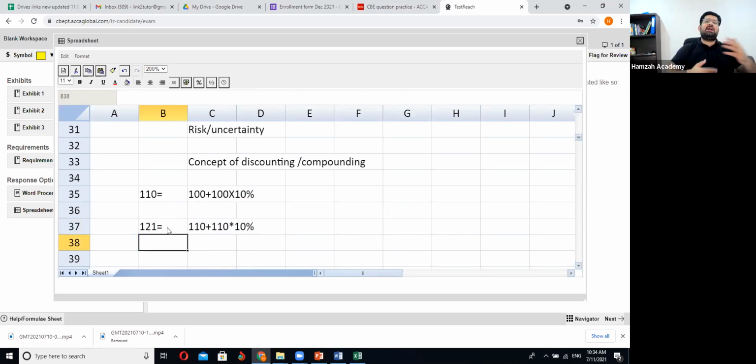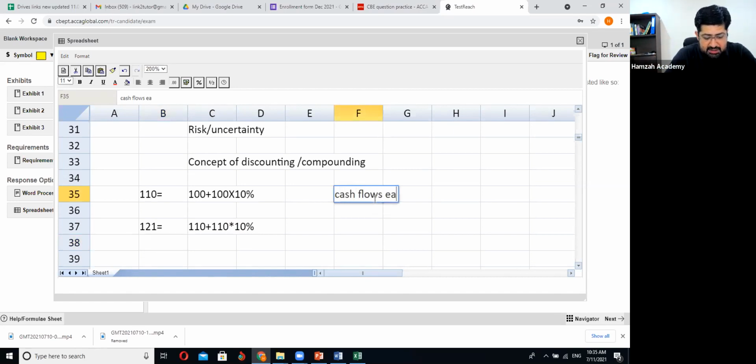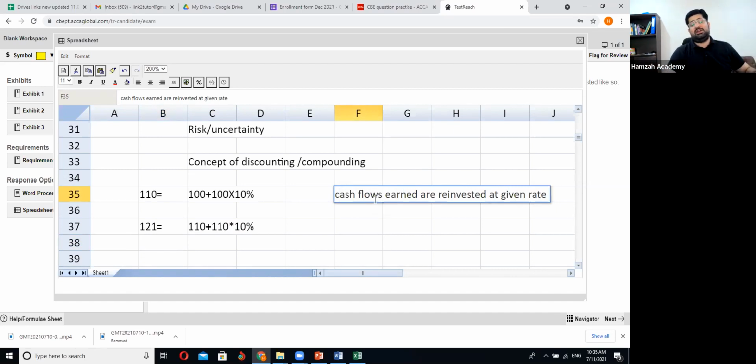So compounding and discounting means that you are not withdrawing interest. Rather, you are reinvesting the interest as well. This is compounding and discounting. The assumption is that cash flows earned are reinvested at the given rate. This is the assumption of discounting and compounding.